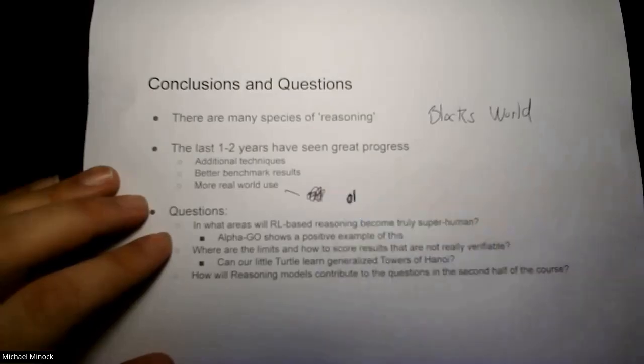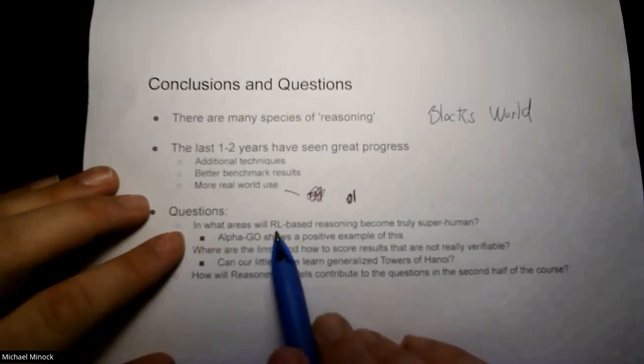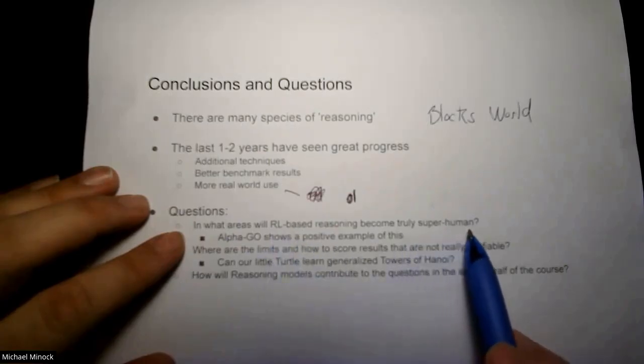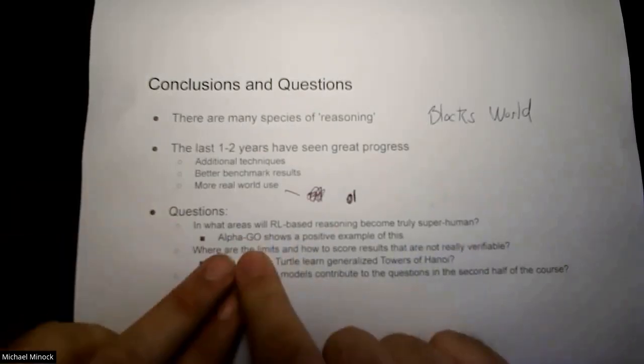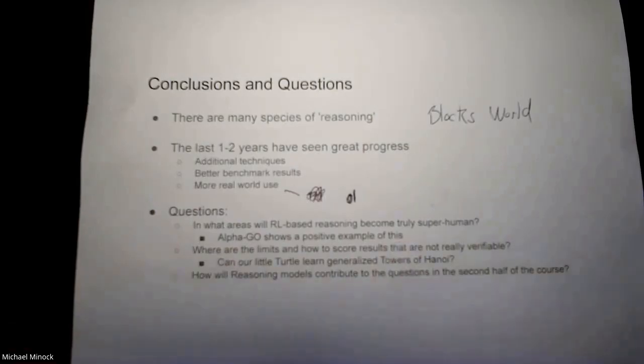We have a whole bunch of different questions here. So let's just look at this first question. I think that'll relate. In what areas will RL-based reasoning become truly superhuman? Okay. AlphaGo is a positive example of this. When it was self-playing Go games, it started doing things that even master Go players had never seen before. So it was like, wow, it really went superhuman.